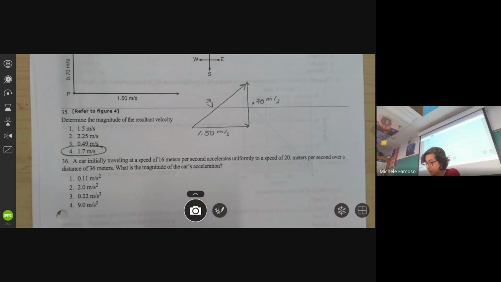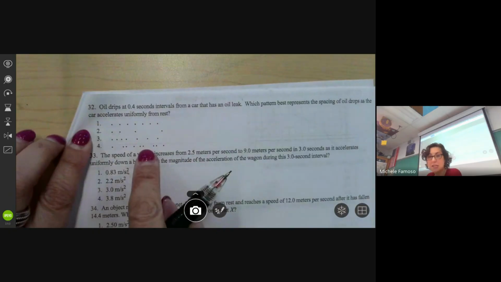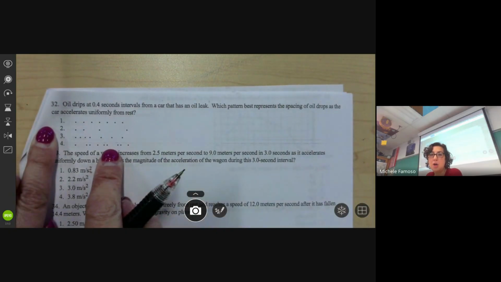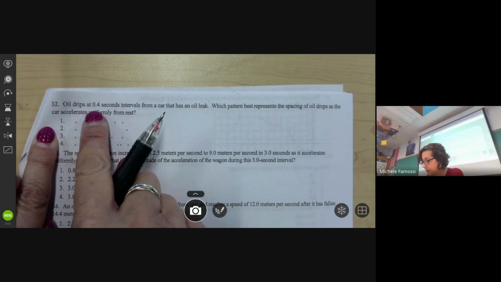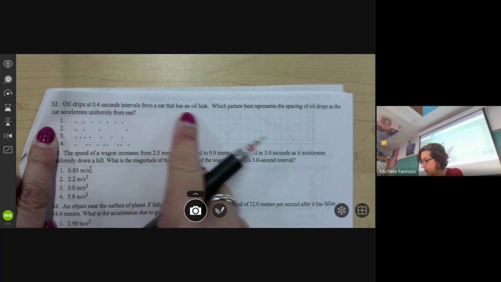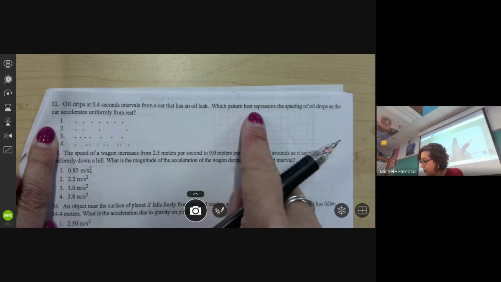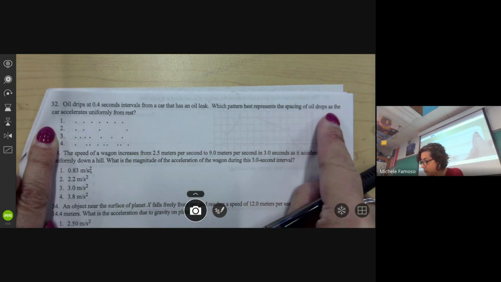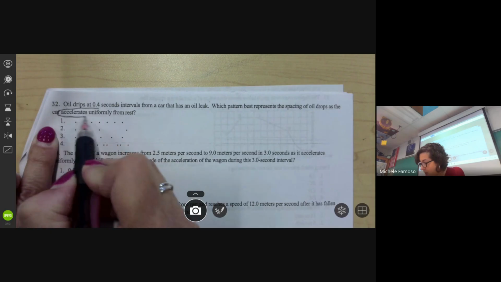Question 32. This is a ticker tape diagram. It tells me that the oil drips at 0.4 second intervals from a car that has an oil leak. Which pattern best represents the spacing of the oil drops as it accelerates uniformly from rest? That means it's speeding up at a constant rate. Which pattern of dots shows it's speeding up at a constant rate?